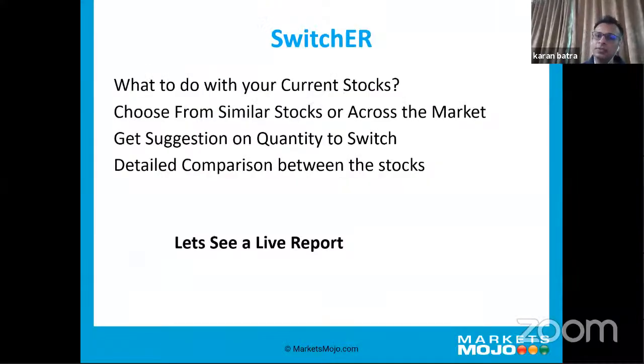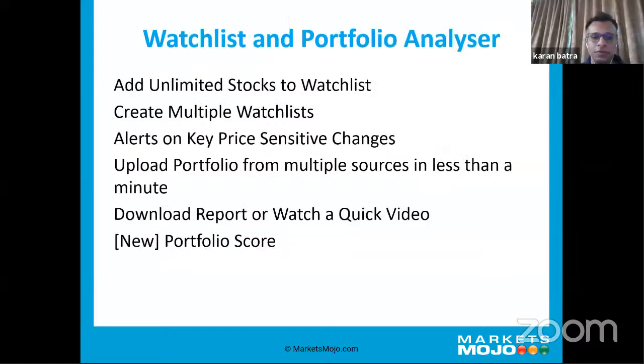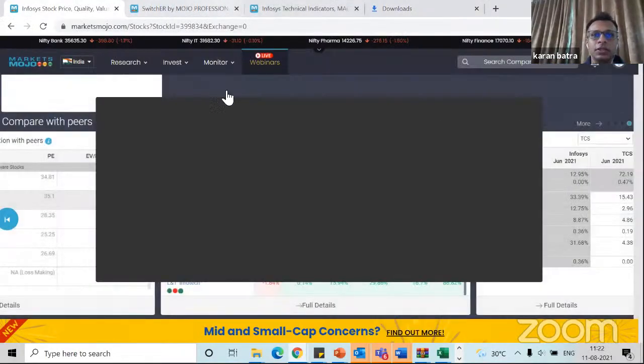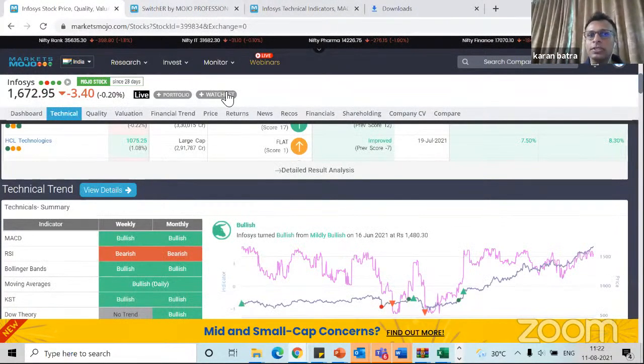So these 3 things, which is the stock page, the Verdict and switcher, is the research element for every stock which is available. Now, how to track your stocks? So for that, you can use the watch list and the portfolio analyzer. Let me go to watch list first. You can go to monitor, click on watch list.